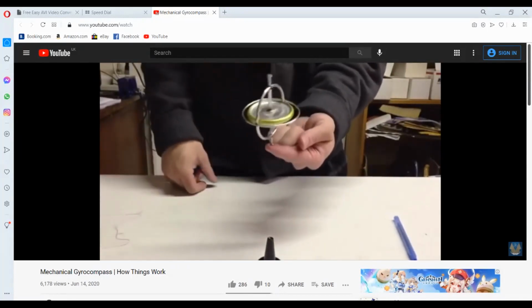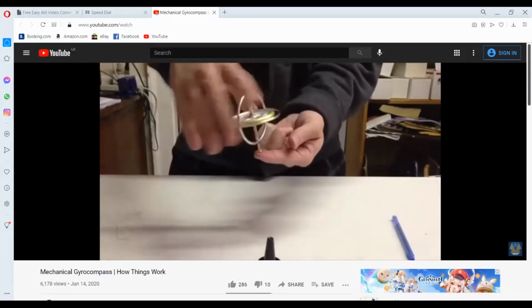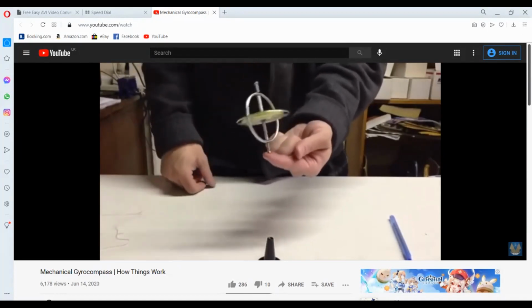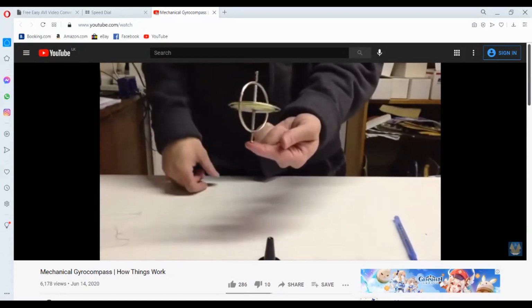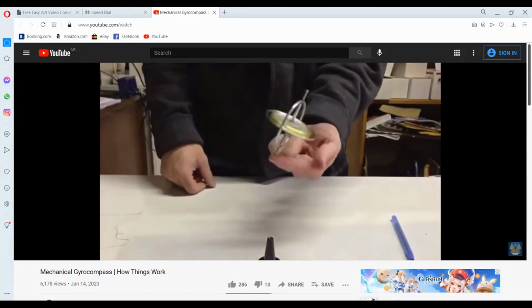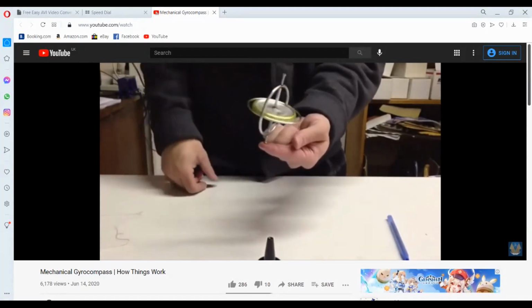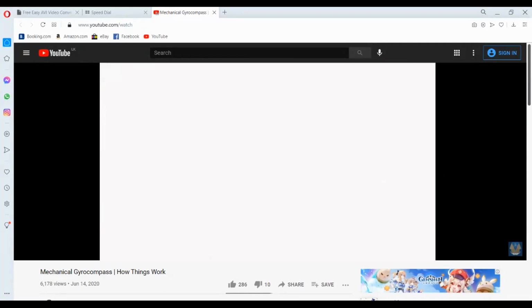Gravity places a torque on the axis of rotation. By the right-hand rule, a force is generated to the left, and the gyroscope begins to precess in a slow left circle.